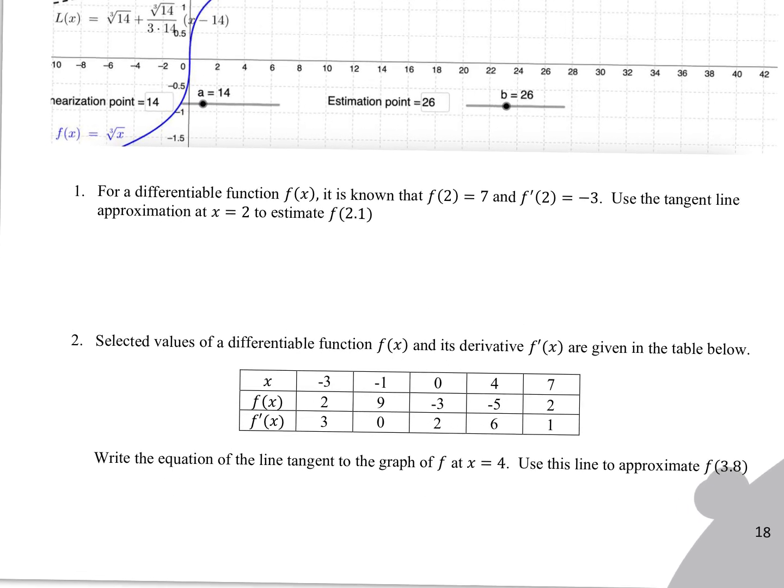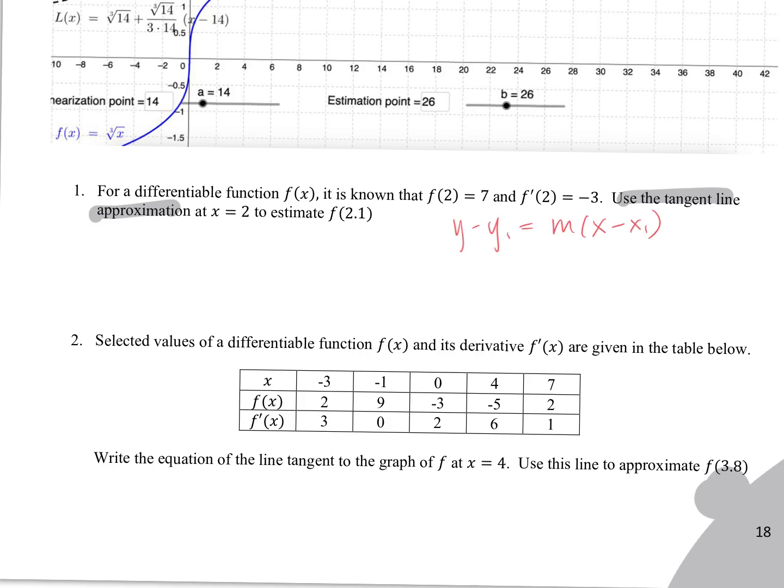So here's how we're going to do it. We're going to go straight to this first one. It says for a differentiable function f, we know that the function has the point (2, 7). And then what does this say? That the slope when x is 2 is -3. It says use that tangent line. So AP, this will 100% be a free response question for you. They want us to write the equation of that tangent line. And just a reminder, it's going to be in this form. Just go write it in that form.